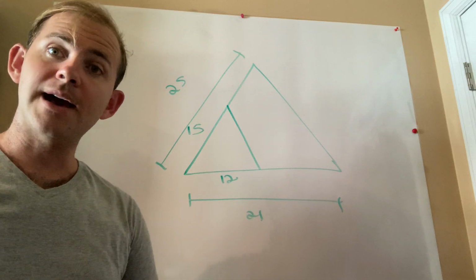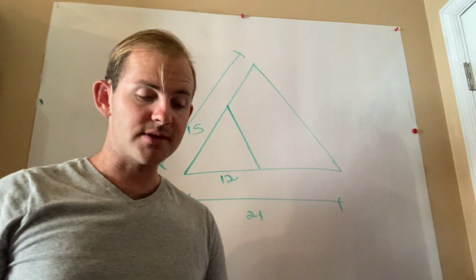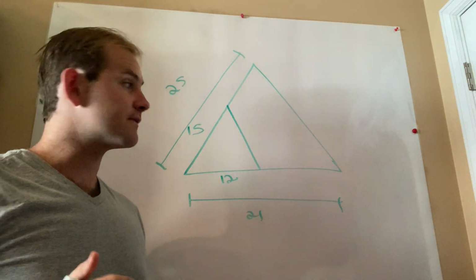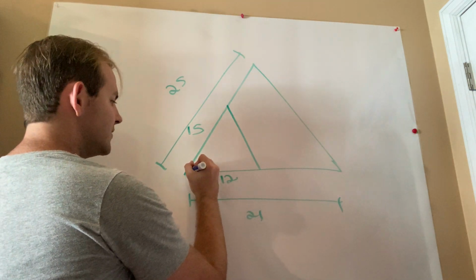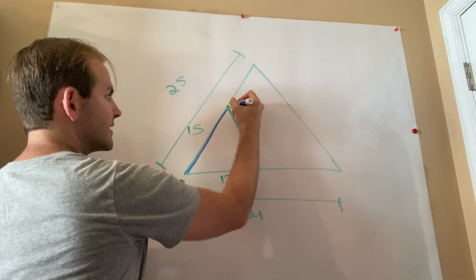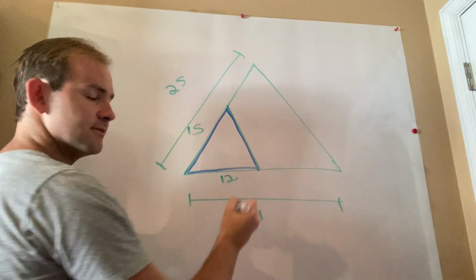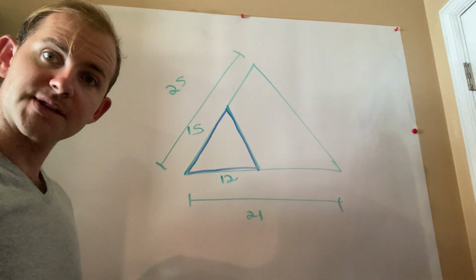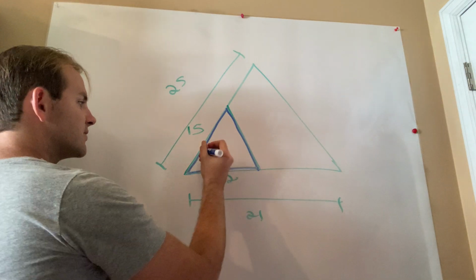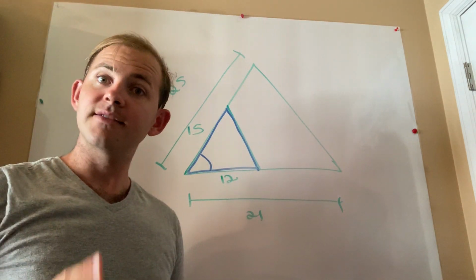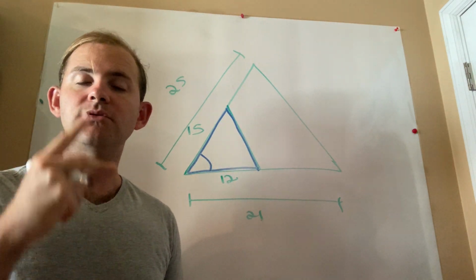Okay, now here's what I'm going to recommend, guys. I'm going to recommend that you add a few things to this diagram. First of all, do you guys notice that there are actually two triangles here? There's the big triangle in green, and then there's this itty bitty triangle in blue. Okay, so that's the first thing. Second of all, do you notice that those two triangles happen to share an angle in common? They share that angle right there, the apex angle.